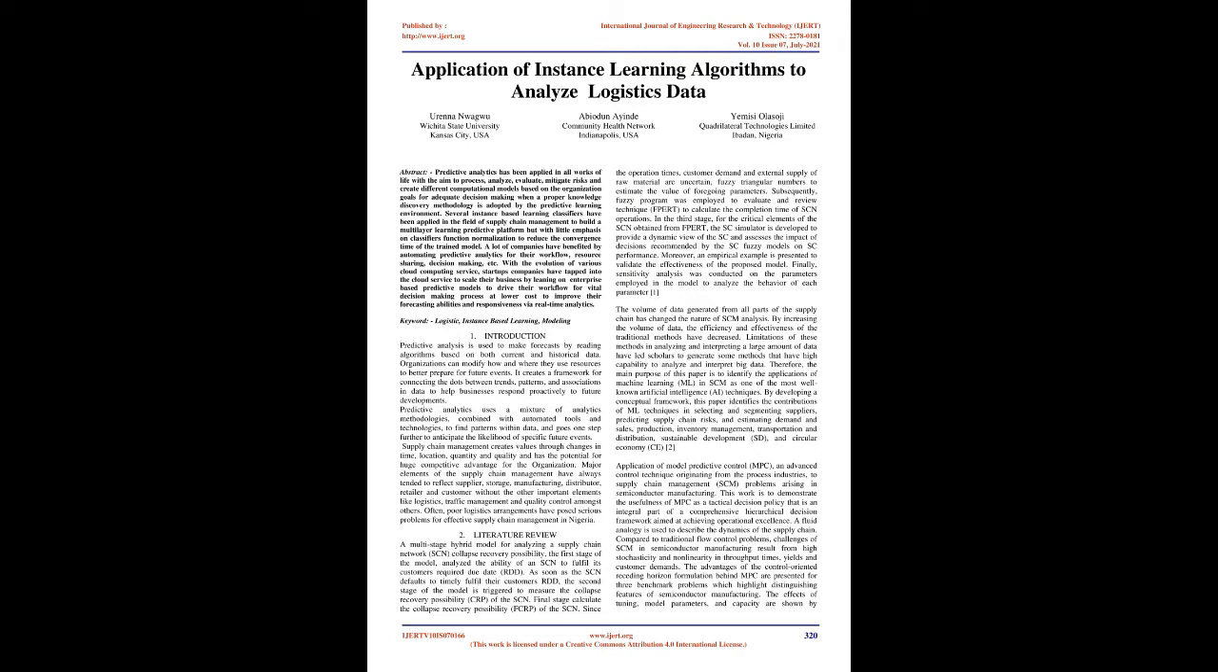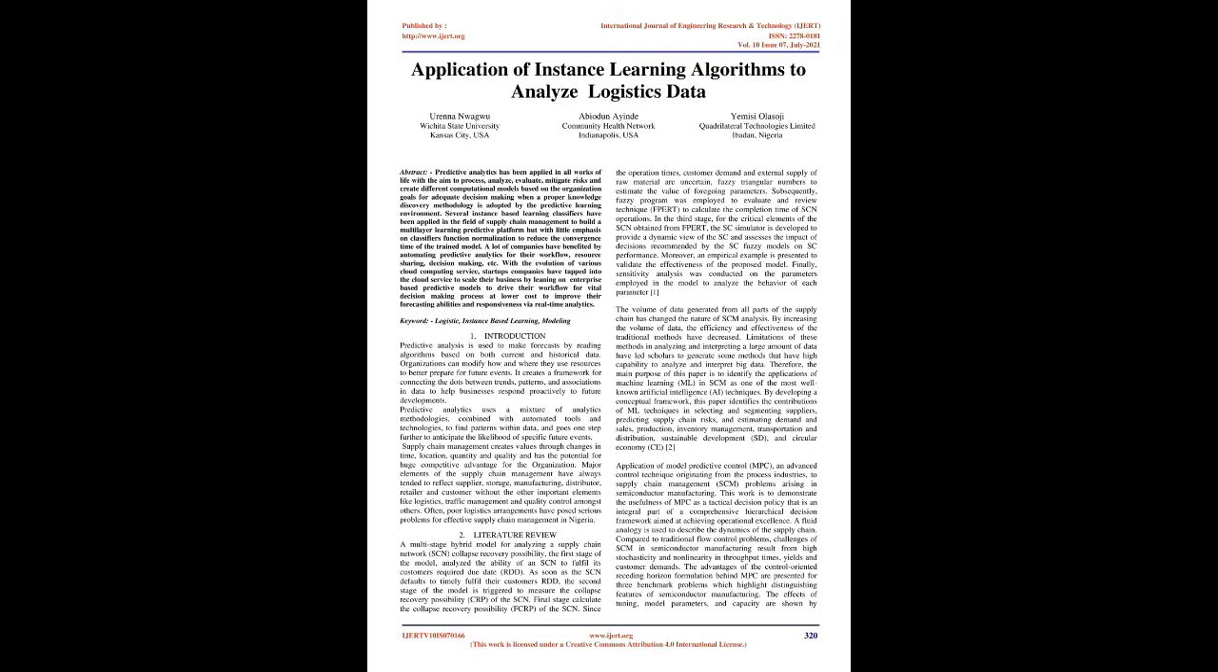2. Literature review: a multi-stage hybrid model for analyzing a supply chain network, SCN, collapse recovery possibility. The first stage of the model analyzed the ability of an SCN to fulfill its customers' required due date, RDD. As soon as the SCN defaults to timely fulfill their customers' RDD, the second stage of the model is triggered to measure the collapse recovery possibility, CRP, of the SCN. Final stage: calculate the final collapse recovery possibility, FCRP, of the SCN.